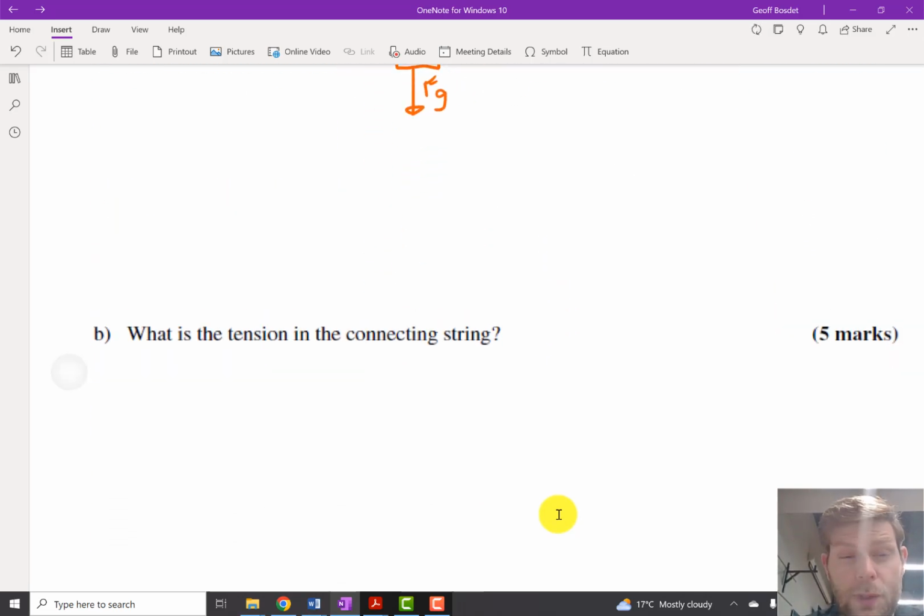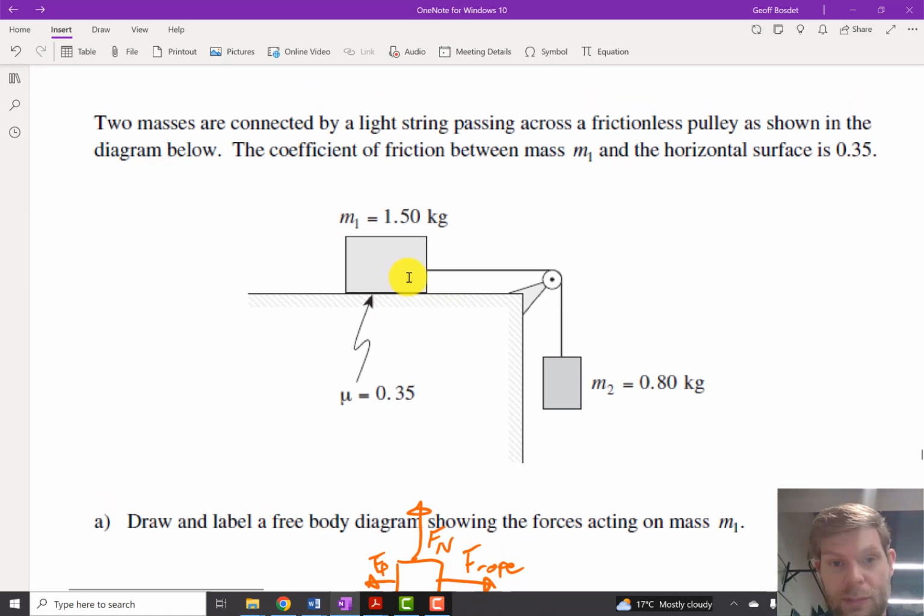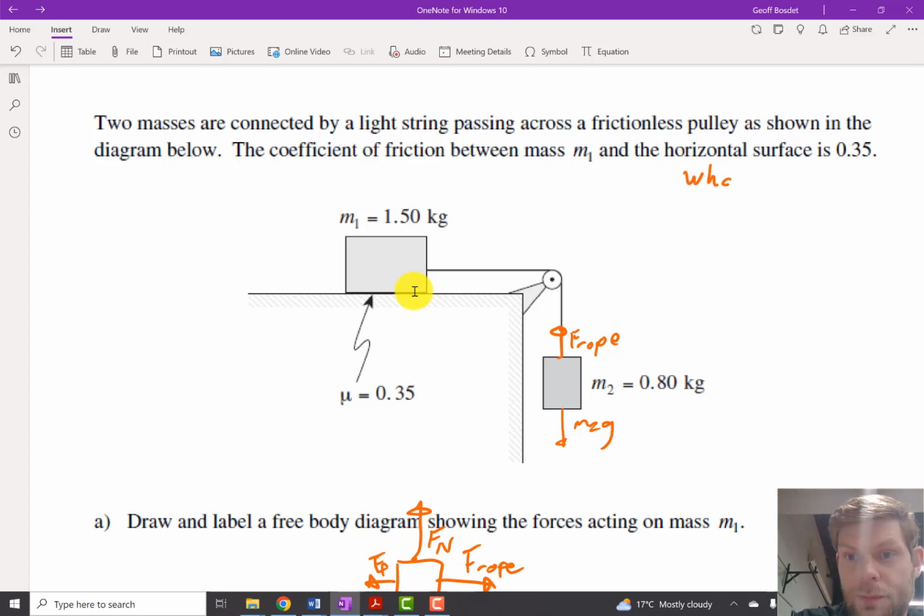And then for part B, we want the tension in the connecting string, which is a little tricky because we don't know the tension. We also don't know the acceleration of the system. If we did a free body diagram on M1, we have tension minus friction equals m times A. We don't know A and we don't know tension. If we did it on just M2, we still don't know tension or acceleration. So we are going to apply our formulas to the whole system at first, treating everything as one thing.